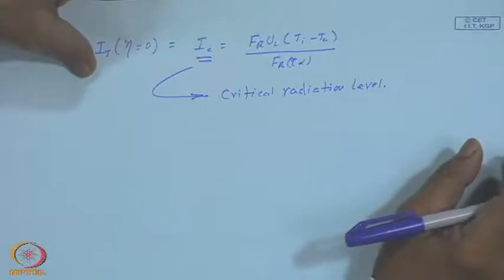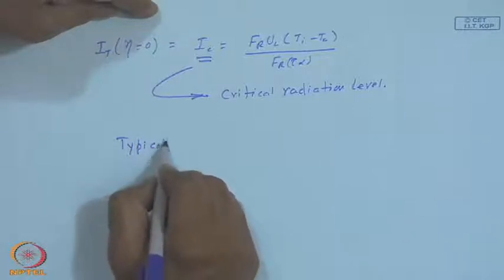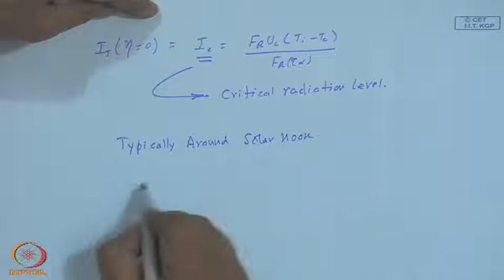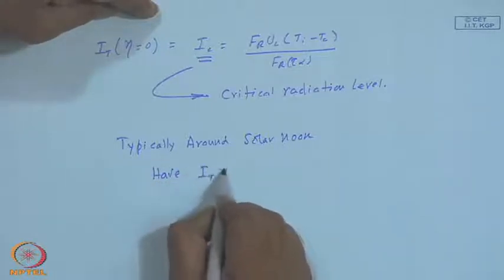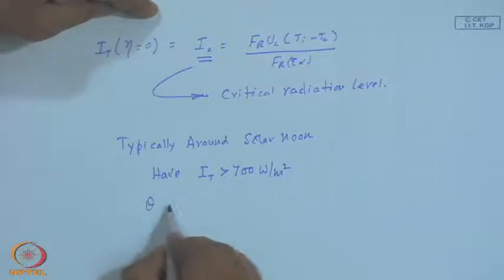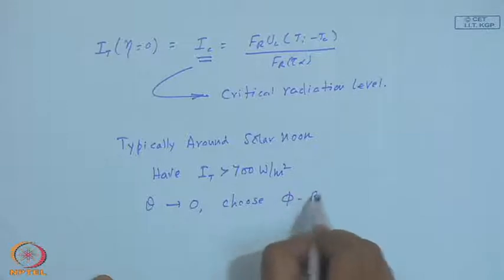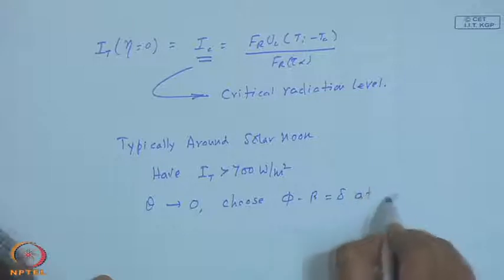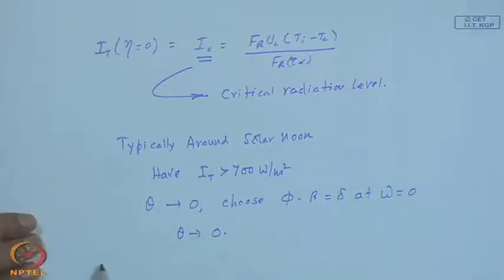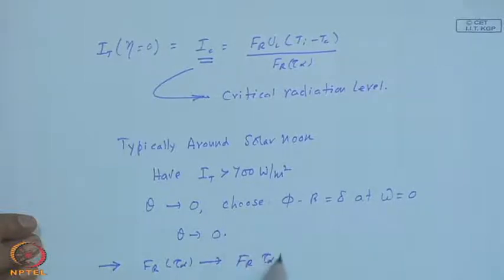Now, there are certain recommendations for the experimental procedure. This is done typically around solar noon, with IT almost greater than 700 watts per meter square and theta close to 0. That means, if you choose, for example, phi minus beta equal to delta at omega equal to 0, theta is 0. This will ensure that FR tau alpha will give you FR tau alpha normal.